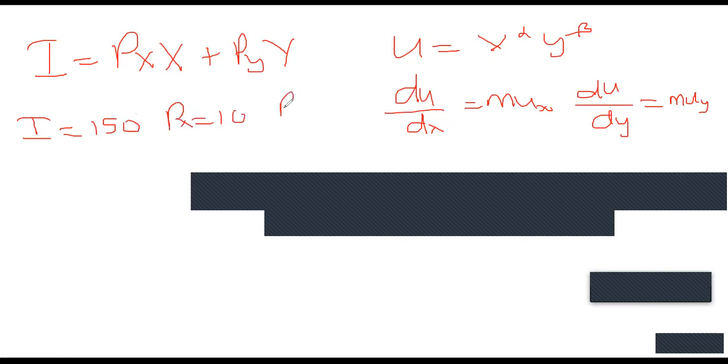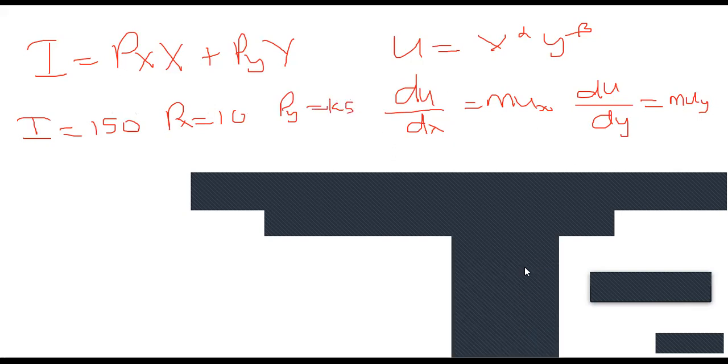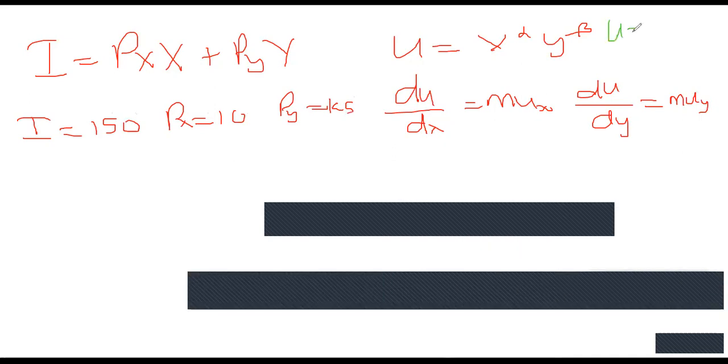So if we're given a budget line of 150, and the price of good X is 10 kwacha, and the price of good Y is 5 kwacha, can somebody tell me what is the budget line? And the utility is given as 10x squared Y. So the budget line becomes 150 is equal to what? 10x plus what? 5y.